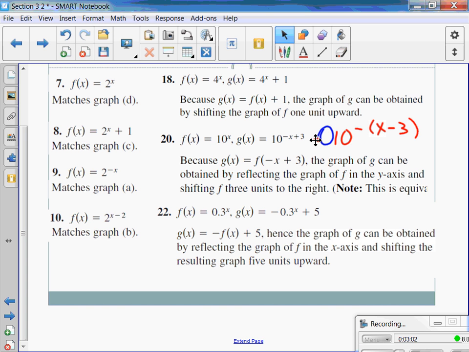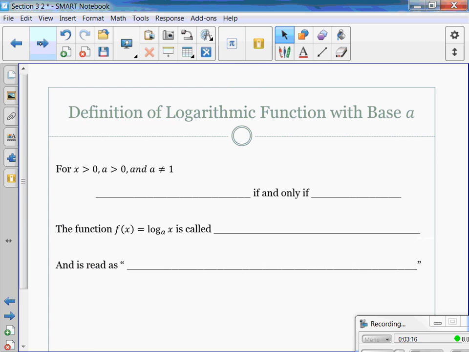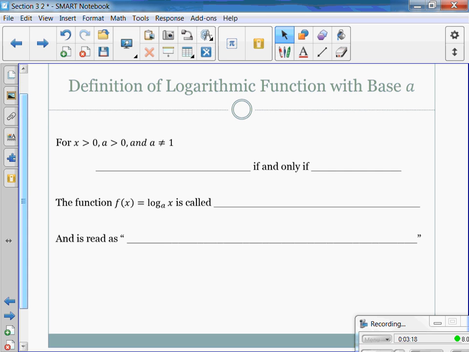So this is the stuff that we did look at yesterday, graphing the logs, graphing the exponentials. We graphed quite a few of the log functions, talked about them. But today we're going to go, hopefully just a review on what is a logarithm function with base a.